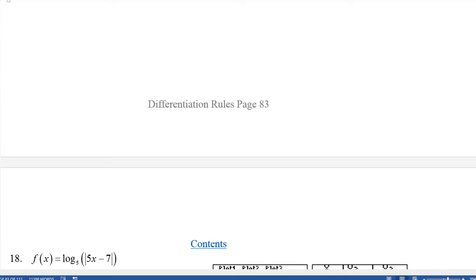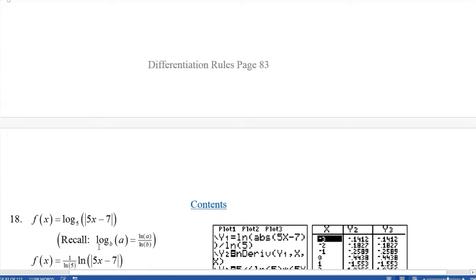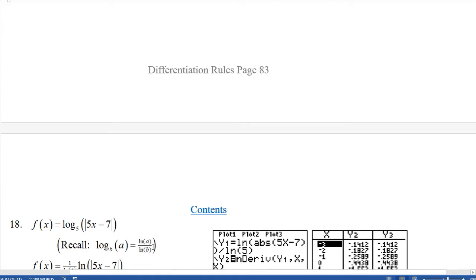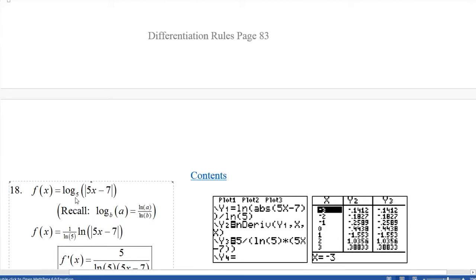Well, the first thing to remember is we don't have a rule for a log base something else, but we do have a way of converting log base whatever to our standard base of e. And that rule is log base b of a is the natural log of a over the natural log of b. So I can rewrite the original function as the natural log of the absolute value of 5x minus 7 divided by the natural logarithm of 5.